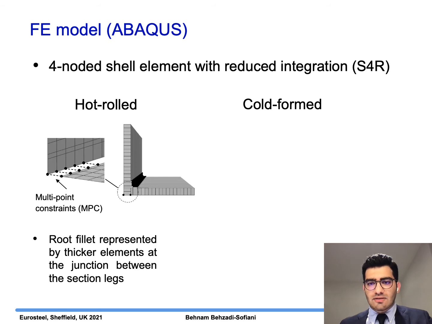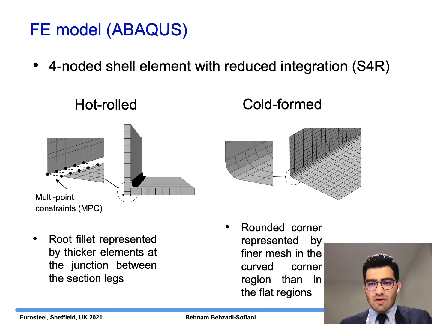For hot-rolled angles, the root fillet was modeled by introducing thicker elements at the junction between the angle section legs, and the thickness was offset to the outer surface of the cross-section to avoid overlapping of the two legs, which were connected using multi-point constraints. The rounded corner in cold-formed angles was represented by employing a finer mesh in the curved corner region than in the flat regions.